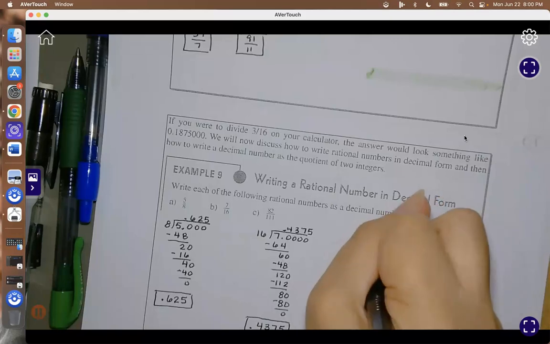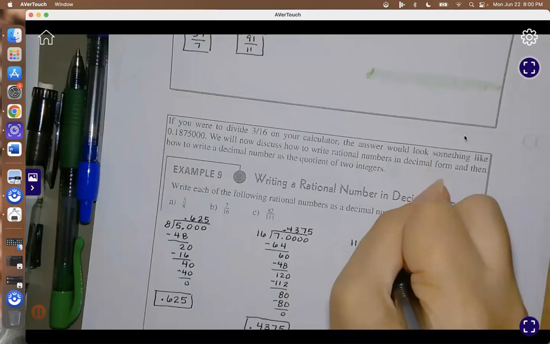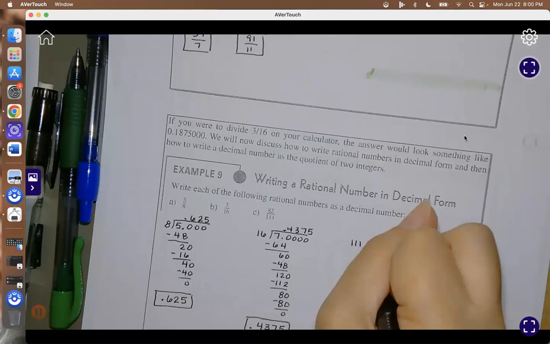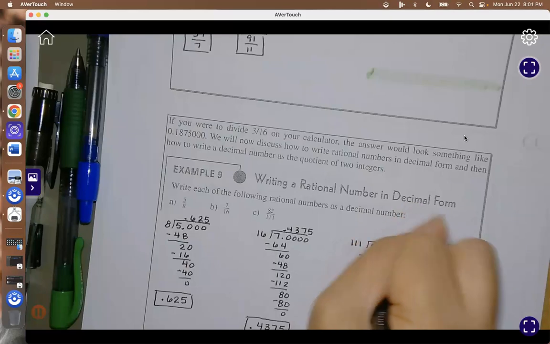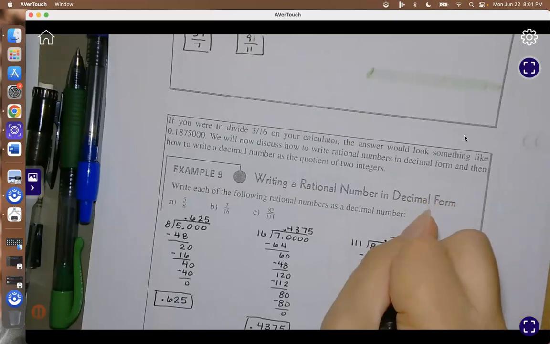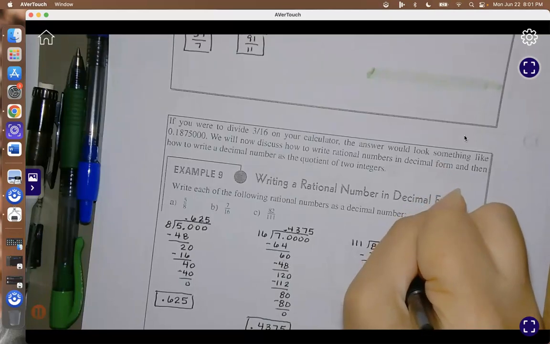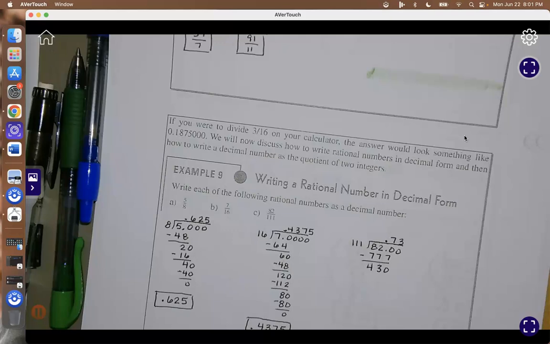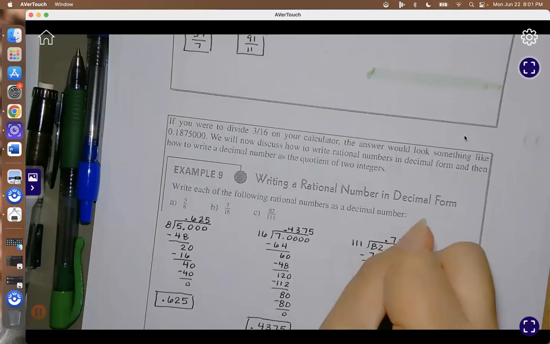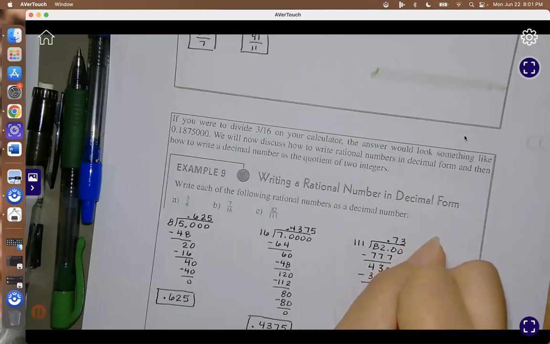111 into 82. Well, you're going to have to add the 0. This is 0.7. 7 times 111 is 777. This will be 430. This will go 3 times. And this is going to be 333. And that's 97.